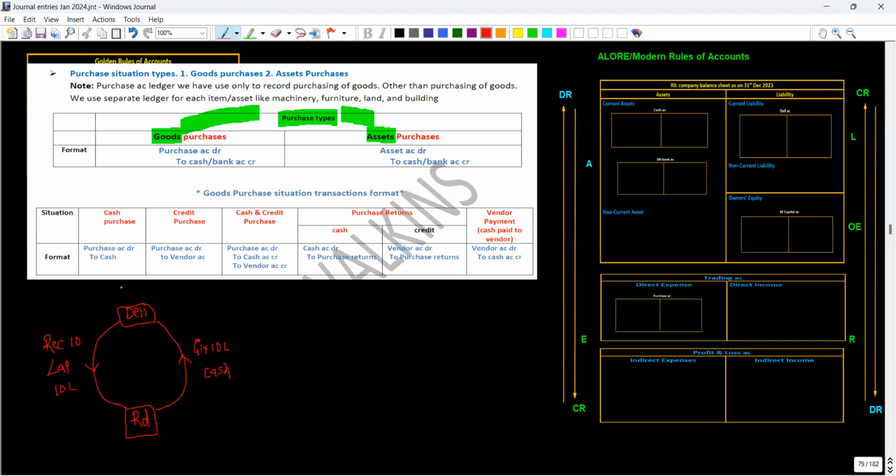So here the company is purchasing. Reliance company purchased laptops from Dell company with cash of rupees 10 lakhs. It is question 1. In the same way, companies also sometimes do it like this.